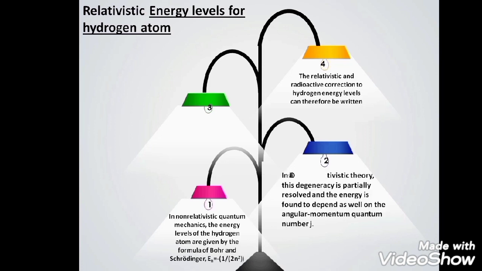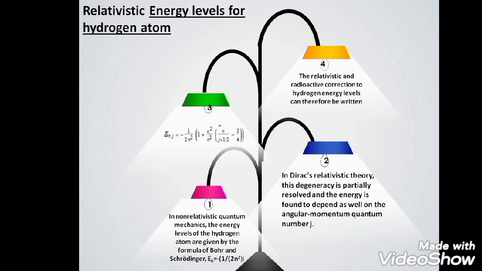In non-relativistic quantum mechanics, the energy levels of the hydrogen atom are given by Bohr's formula and the Schrödinger equation, and in Dirac's relativistic theory this degeneracy is partially resolved and the energy is found to be dependent upon the angular momentum quantum number as well.